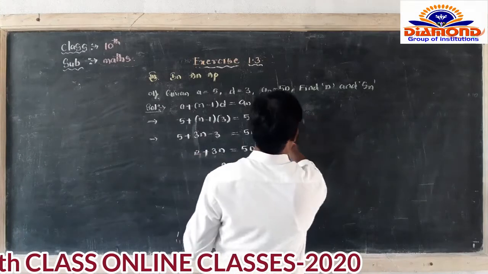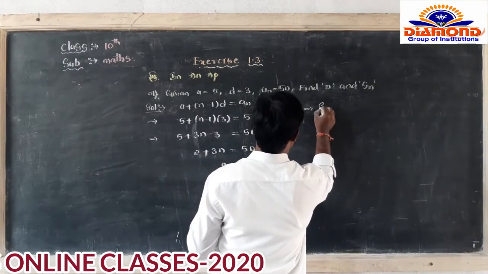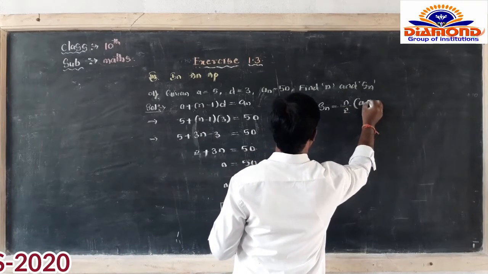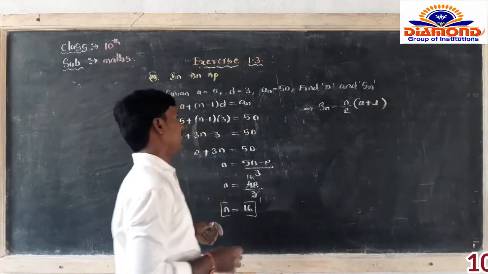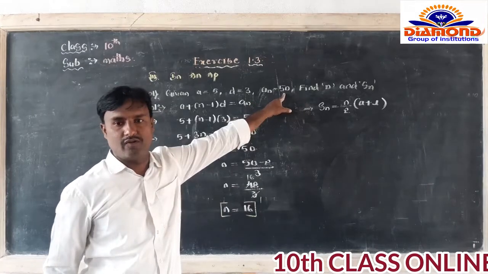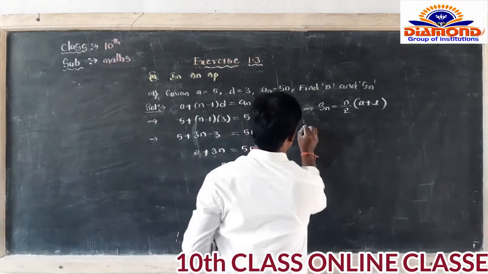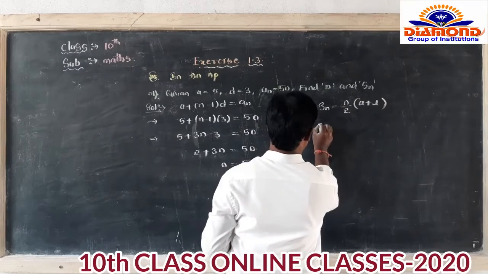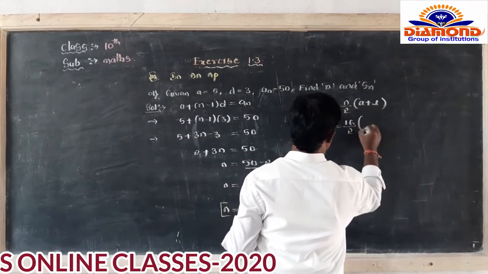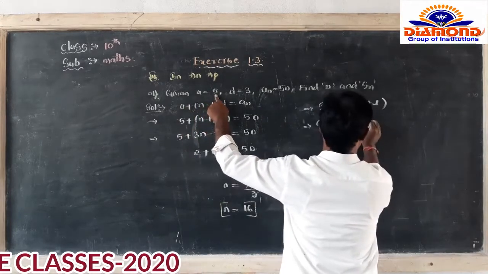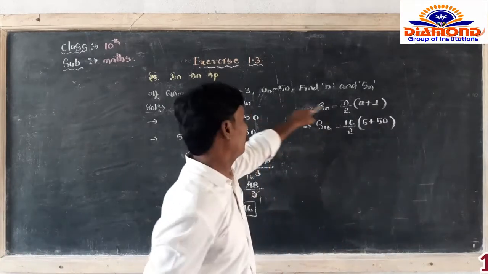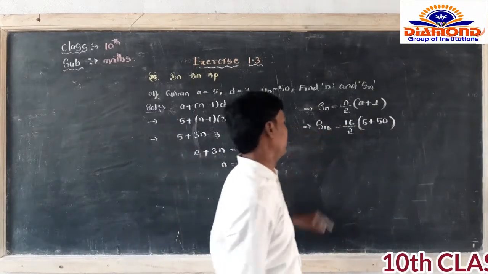Sum of n terms, so here Sn is equal to the formula: Sn is equal to n upon 2 in the bracket a plus l. Why are we using this formula? Because we know the last term, an is equal to 50. That's why we are using this formula. So n equals 16. Means the sum of the 16 terms is equal to 16 by 2 in the bracket, a value is given 5, plus this 50. The last term is 50 and the first term is 5, dear students.